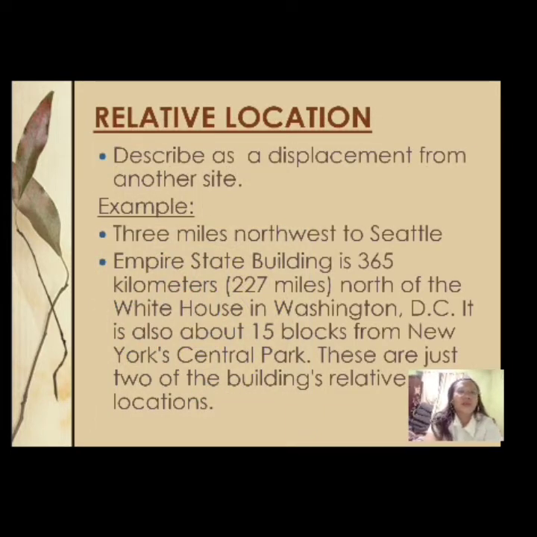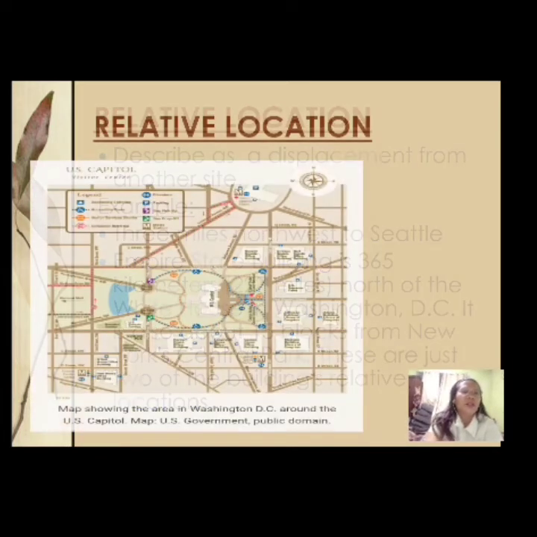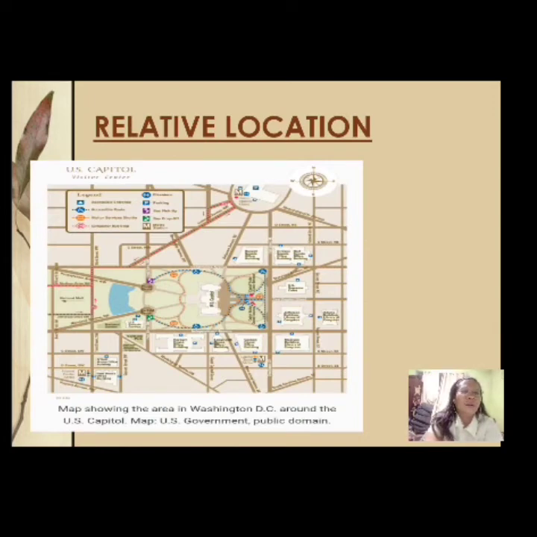What is relative location? It describes a displacement from another site. For example, 3 miles northwest of Seattle. Another one is the Empire State Building is 365 kilometers north of the White House in Washington, D.C. It is also about 15 blocks from New York's Central Park. This is relative location. So this is the map which I give as an example to you.